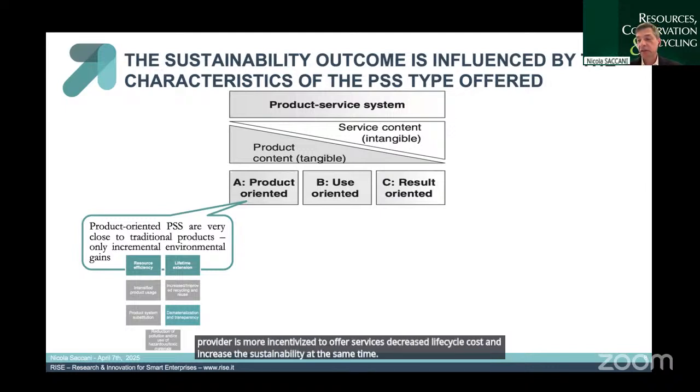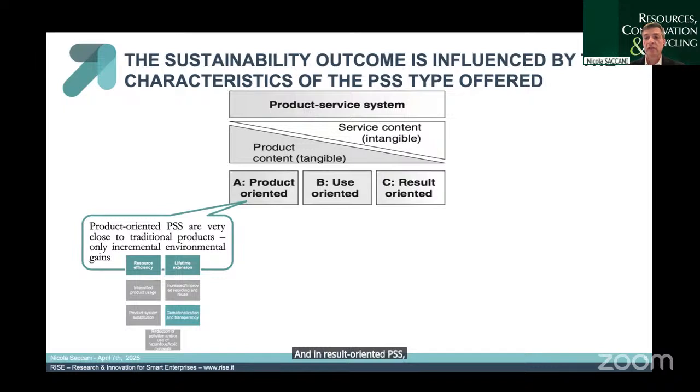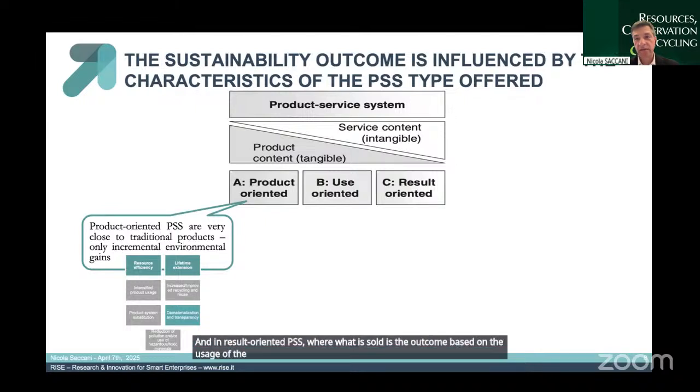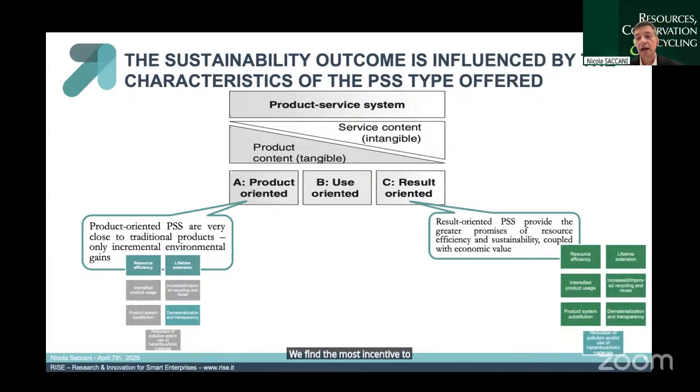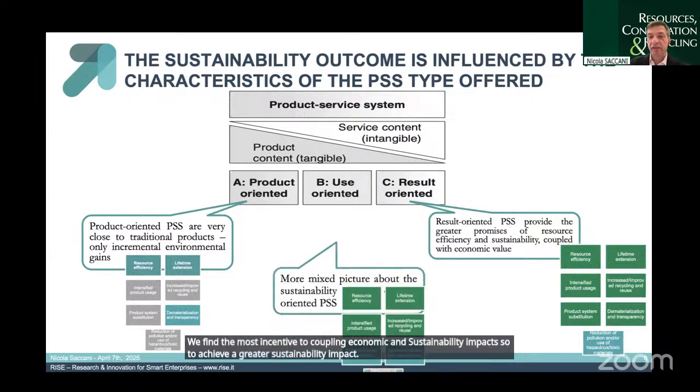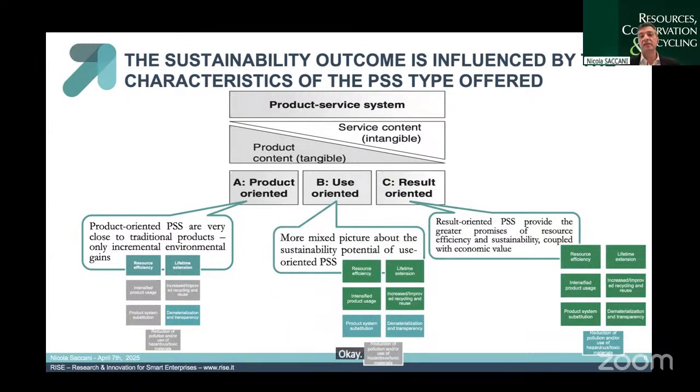And in result-oriented PSS, where what is sold is the outcome based on the usage of the product or the asset, for instance, the number of pages that are printed by printing machines, or the availability level or performance level of a machinery, we find the most incentive to couple economic and sustainability impacts, so to achieve a greater sustainability impact. Okay, so we use this as, let me say, a reference framework for our analysis.